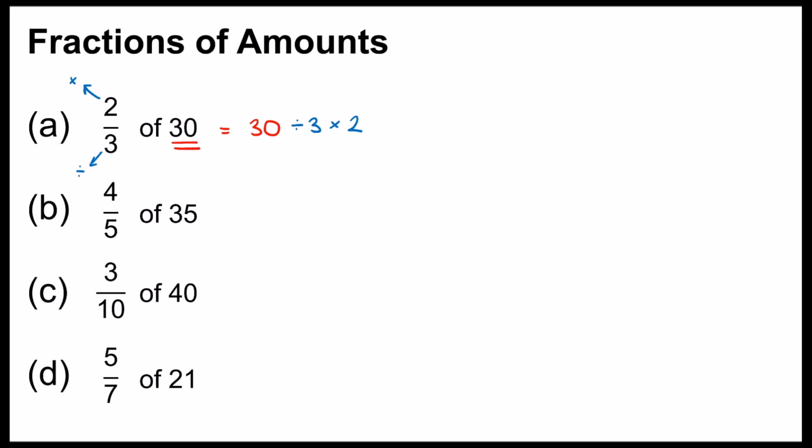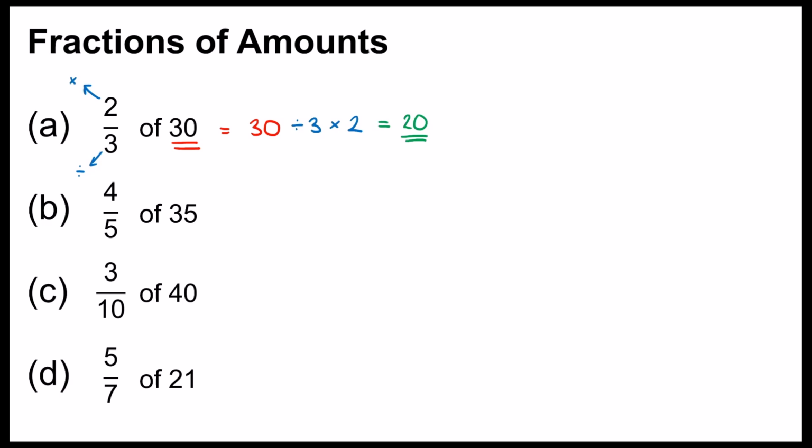Dividing by 3 works out 1/3 of my amount, but because I want 2/3, that's why I need to double my answer at the end. So working this out, we have 30 divided by 3, which is 10, and 10 times by 2, which gives us 20 as our answer.